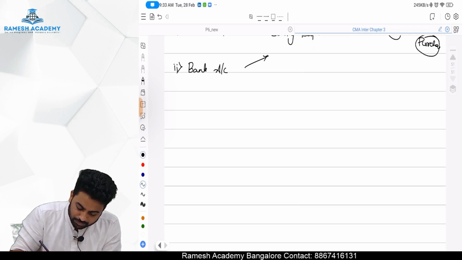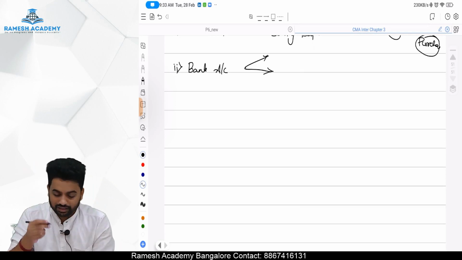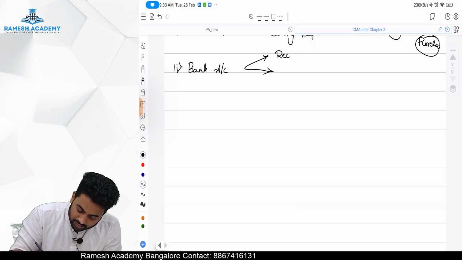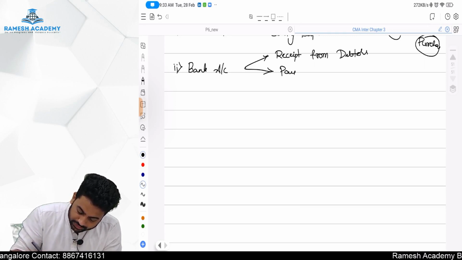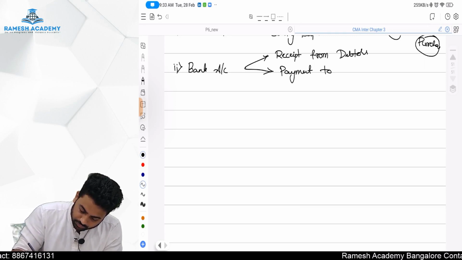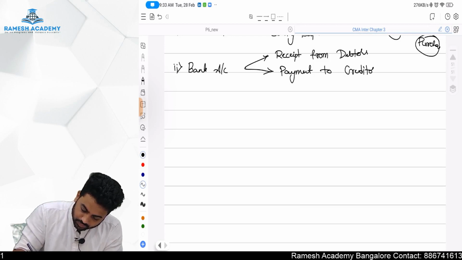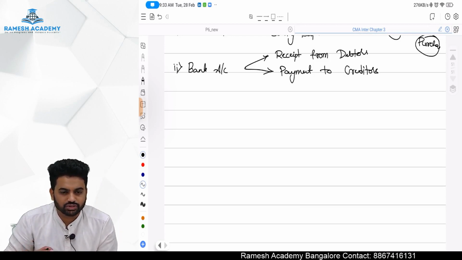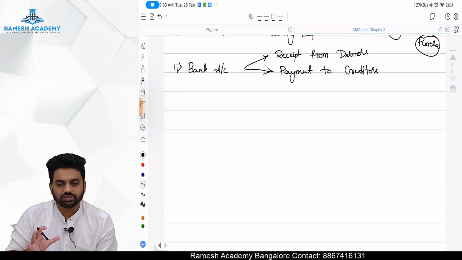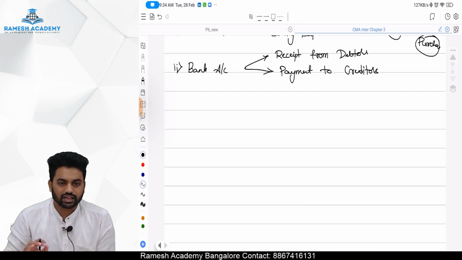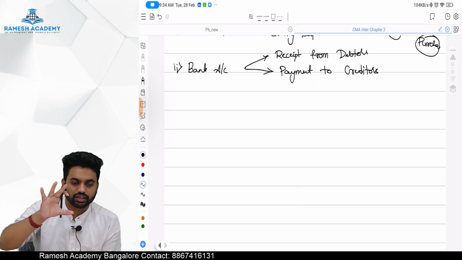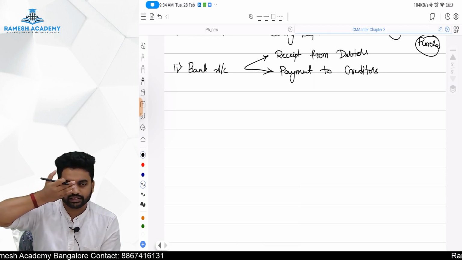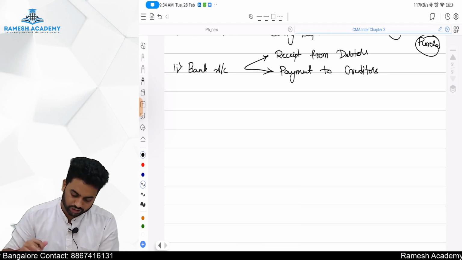Usually the balance in the bank will be a receipt from debtors or payment to creditors. Receipt from debtors or payment to creditors. Usually these will be the items which we are going to find out using a bank account. Again, it's not general. I mean, generally I am speaking, it's not like only these things you are going to find out using a bank account. No, it depends from question to question.